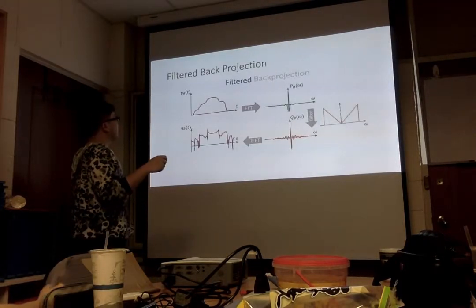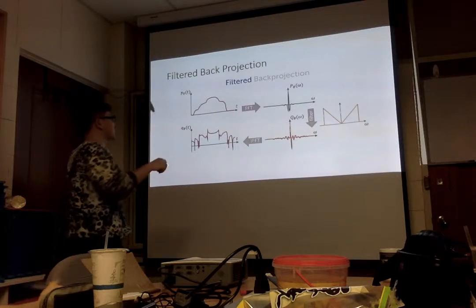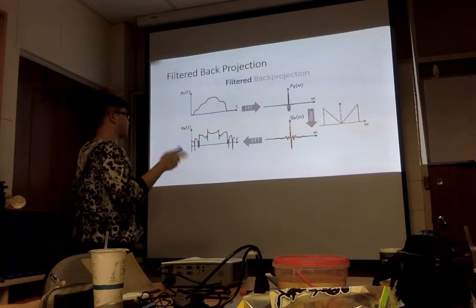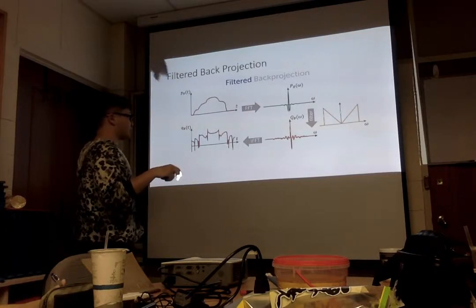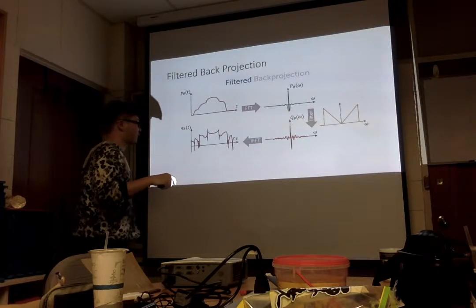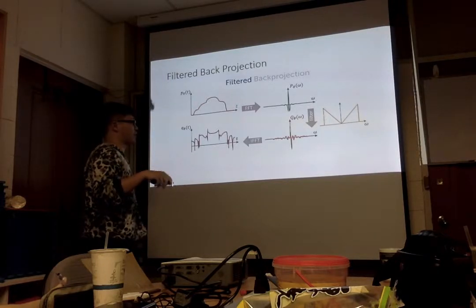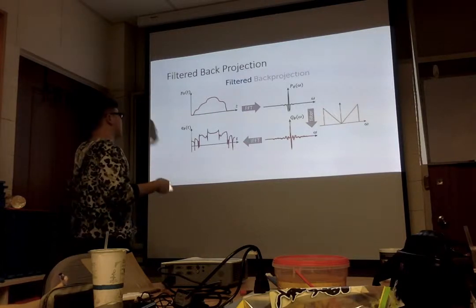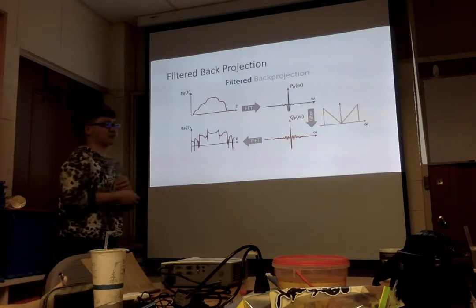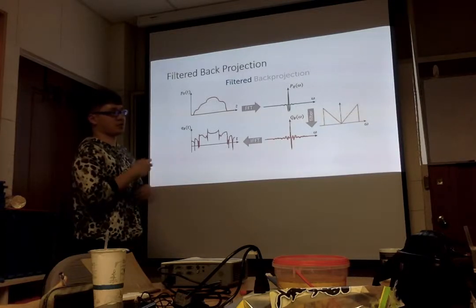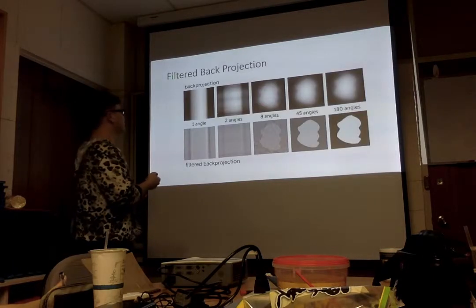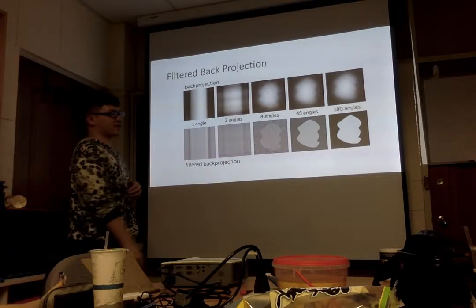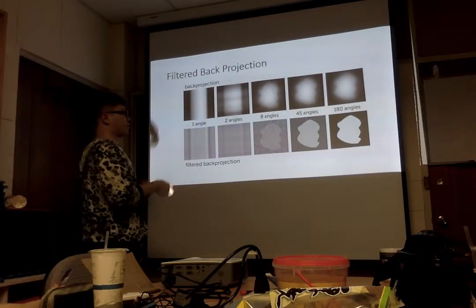So here is the filter. First, we have the signal from the detector, and we do a fast Fourier transform to the frequency domain, and we apply the filter to it. Then we have the filtered signal, and we apply an inverse fast Fourier transform, and we get the image. With images from many angles, we have our total image. This is the comparison of back projection and filtered back projection. We can see that the picture is very sharp.